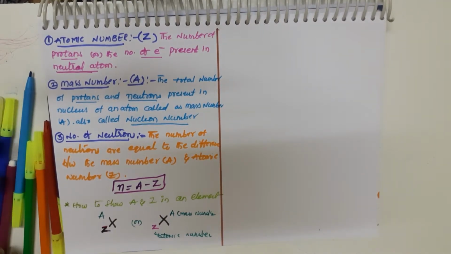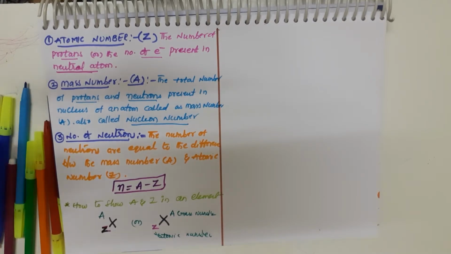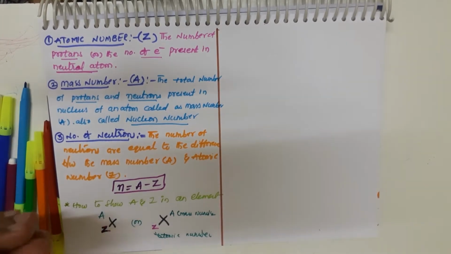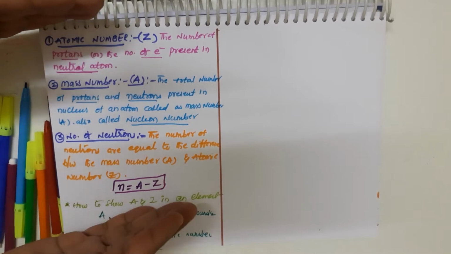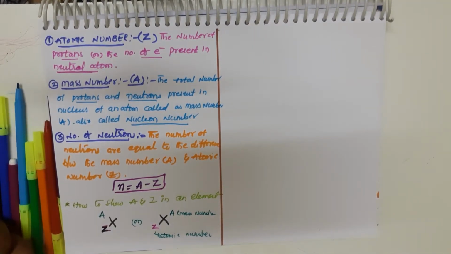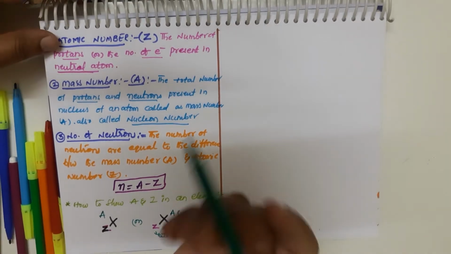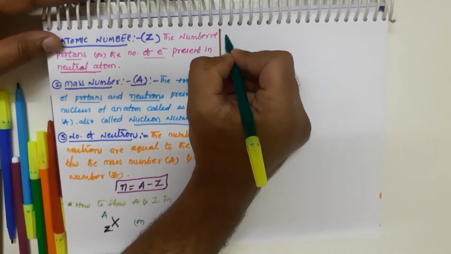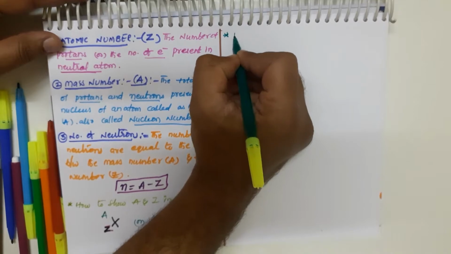Okay students, next we are going to learn about isotopes, isobars and isotones. This is the fundamentals of atomic models or atomic structure lesson. Okay, next we are going to learn about isotopes.